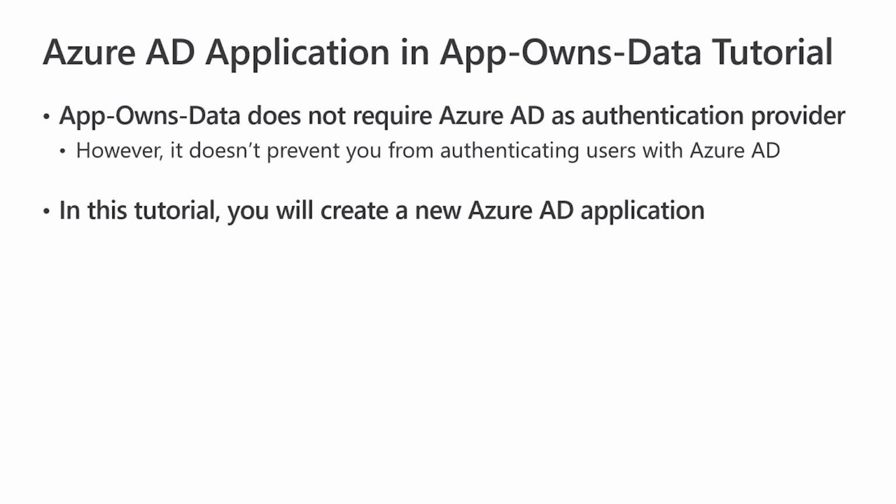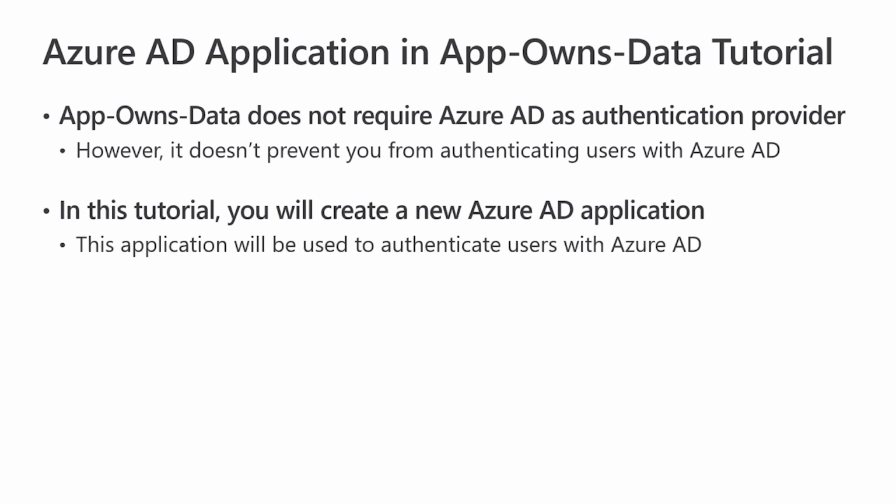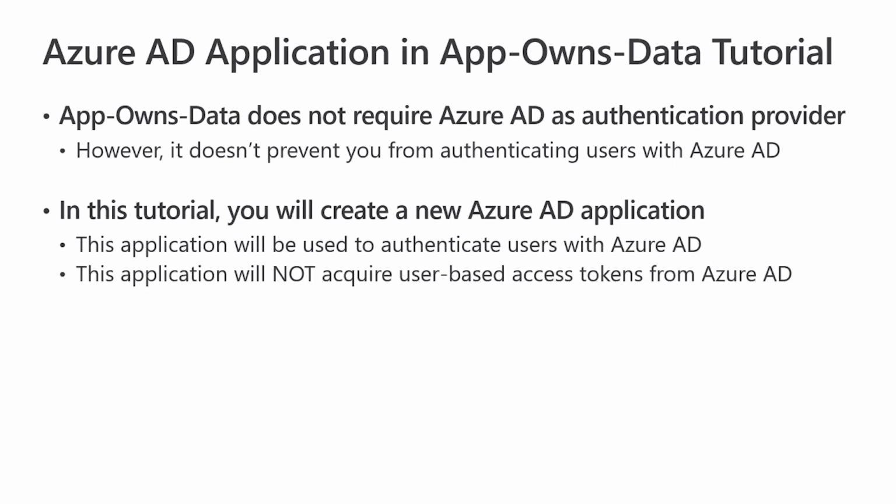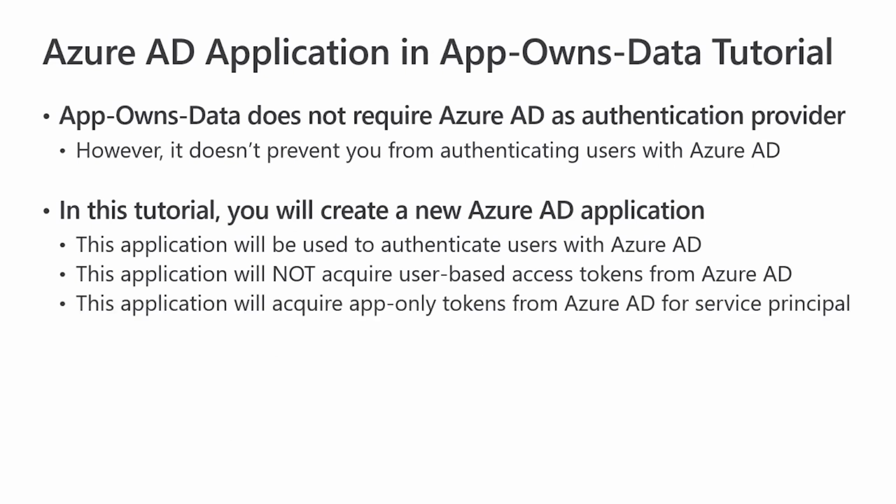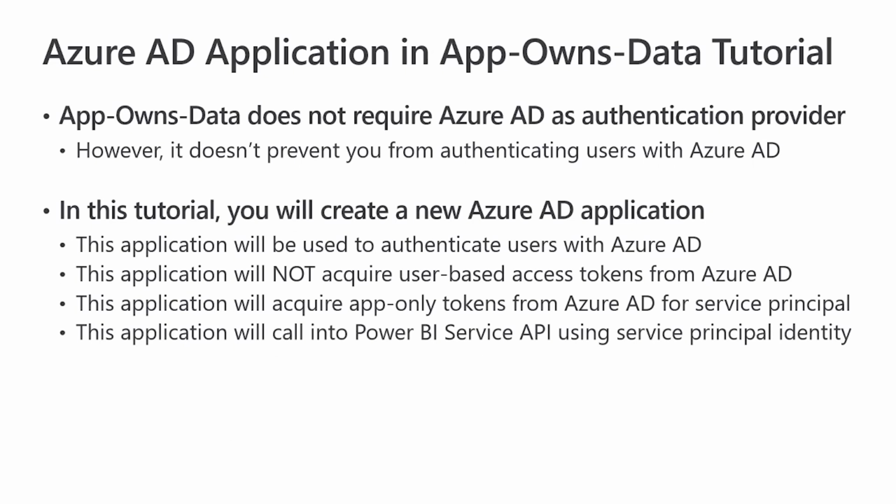So in our tutorial, we're going to create a new Azure AD application. It's going to be used to authenticate users, so I can tell the difference between the anonymous user and an authenticated user, but we will not be acquiring user-based access tokens and calling the Power BI Service API under the identity of users. Instead, we're going to be acquiring app-only tokens. In some other scenarios, you might not be using Azure AD for user authentication, but the same principles are going to apply. Once again, every time we call into the Power BI Service API, it's going to do so using service principal identity.